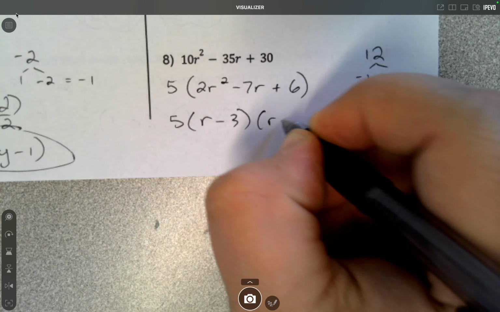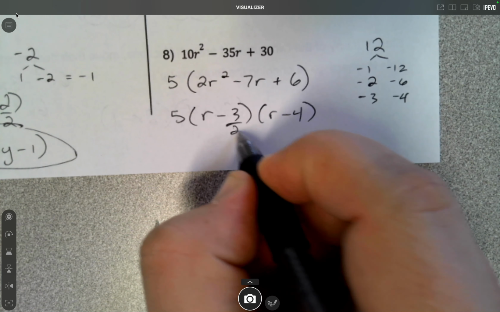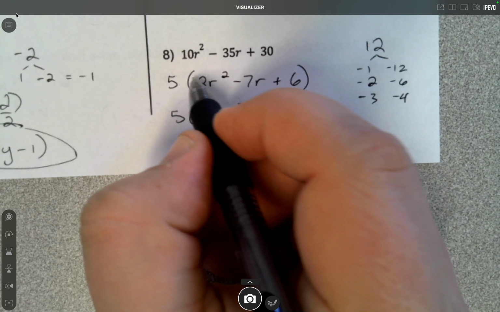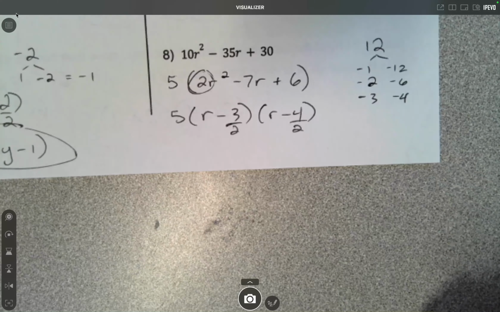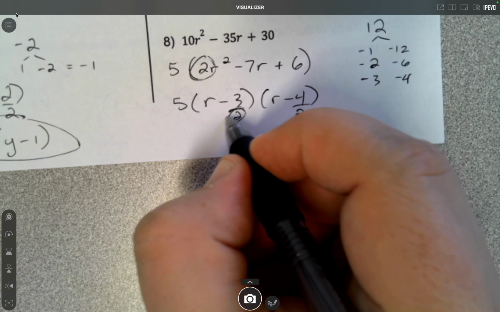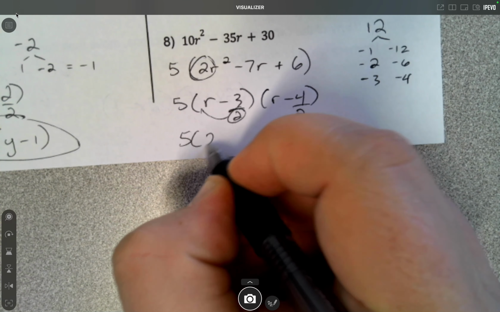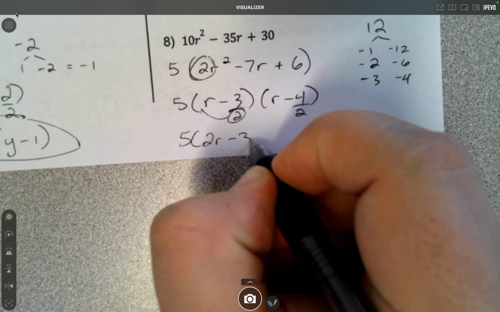And don't forget to keep including that 5 right there. We do divide this by 2, because that's the a we got after factoring out the 5. So we bring this bottom up, giving us 5 times 2r minus 3, and this reduces to 2.